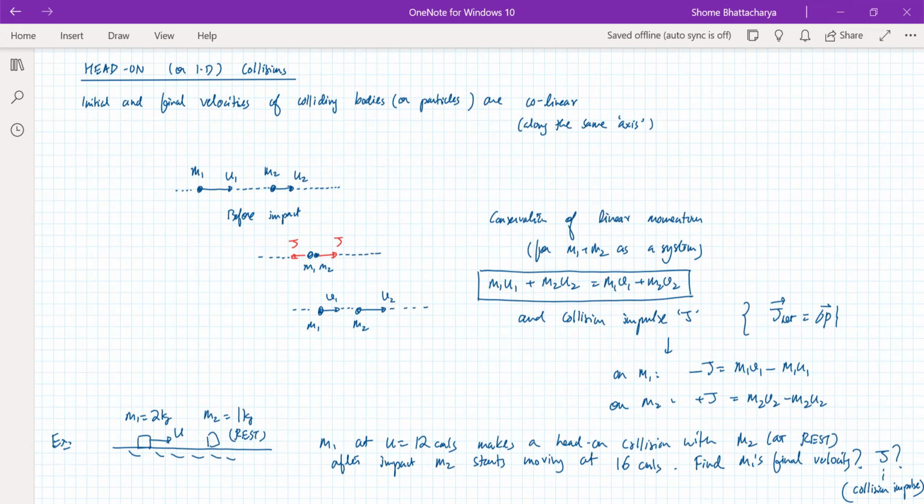V2 is already given to us as 16 centimeters per second. And once you have found V1, the next thing you can calculate is the impulse, by using the concept of impulse-momentum applied to either the block M1 or the block M2. So very straightforward question. Just try this out, people.